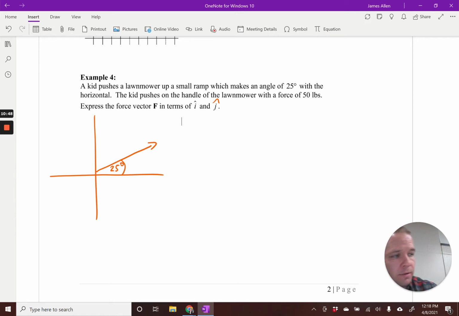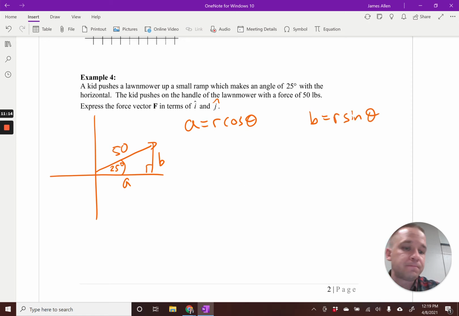All righty, so we're in degree mode, right? We got a force of 50 pounds. That is our magnitude. And what we're trying to find is our force vector in terms of i hat, j hat. So what we're going to do is create ourselves a nice little right triangle here. We've got our A value and our B, right? A and B. So let's figure this out. Well, I know that A is equal to r cosine theta and B is equal to r sine theta.